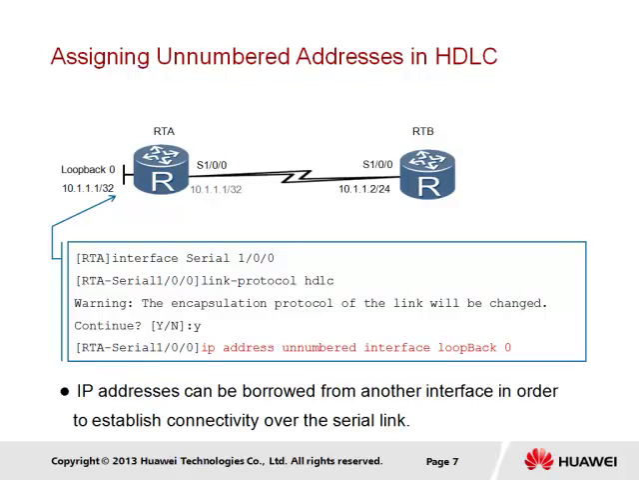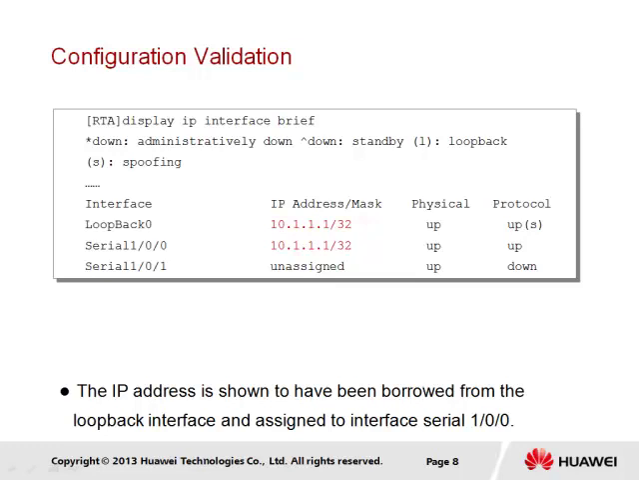In order to achieve this, we simply specify the active interface to which an IP address is assigned that is to be borrowed by the point-to-point associated serial interface using the IP address unnumbered command under the serial interface view. Once the IP unnumbered configuration has been implemented, we are able to use the display IP interface brief command to view a summary of the IP assignments for the device interfaces. As we can see from this example, the loopback interface address of 10.1.1.1/32 has now been borrowed and assigned to the interface of serial 1/0/0.